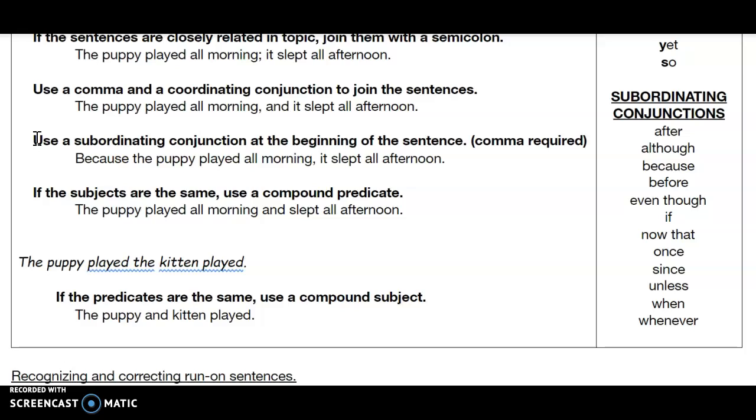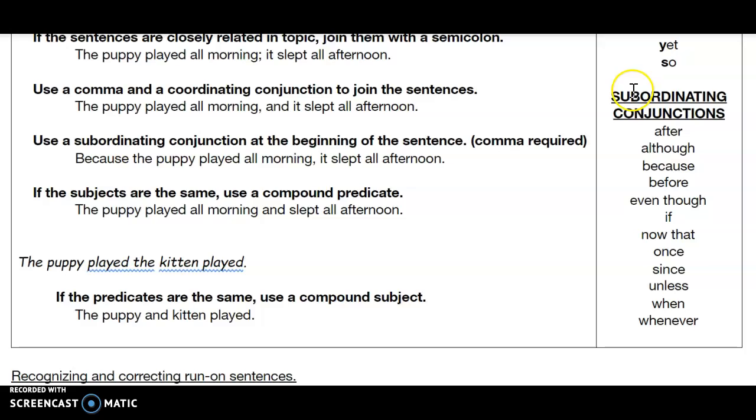If you want to get really sophisticated, you can use a subordinating conjunction at the beginning of the sentence. You're going to need a comma, not after the conjunction, but after what we call the dependent clause. So this is getting kind of fancy, but it's certainly not more than you can handle. So here we have the puppy played all morning, it slept all afternoon. Remember, this should look familiar. This is our run-on that we're working with. There's a comma in here because of this subordinating conjunction, because. If I put it here, now I have: because the puppy played all morning, comma, it slept all afternoon.